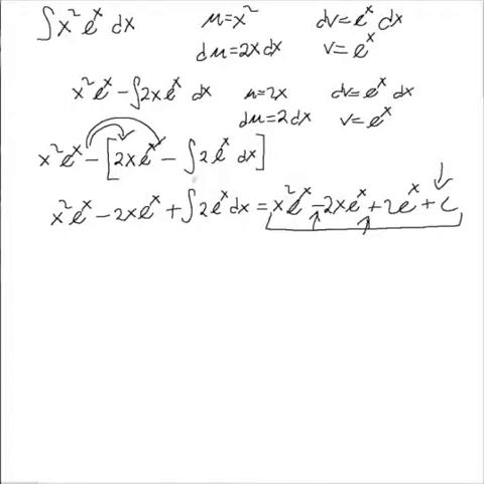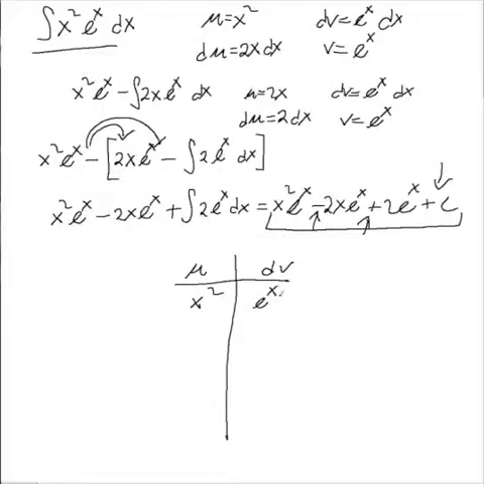So now what I want to show you is this. Let's take the original problem, okay? And let's make a column. We'll call this column u, and we'll call this column dv. We're going to let x squared be in the u column, and we're going to let e to the x be in the dv column. What we're going to do is differentiate this column, and integrate this column. So let me scroll up a little bit.